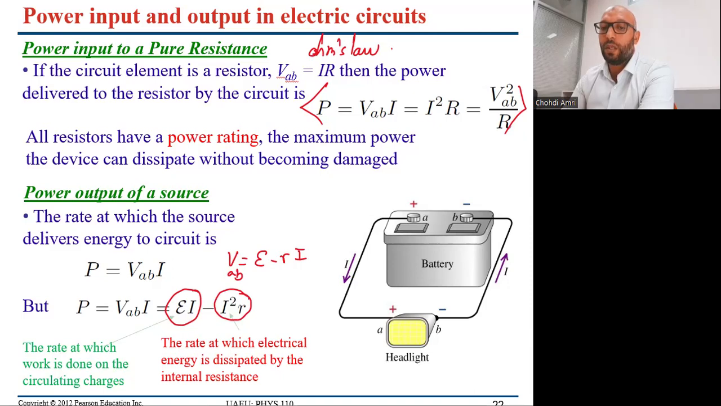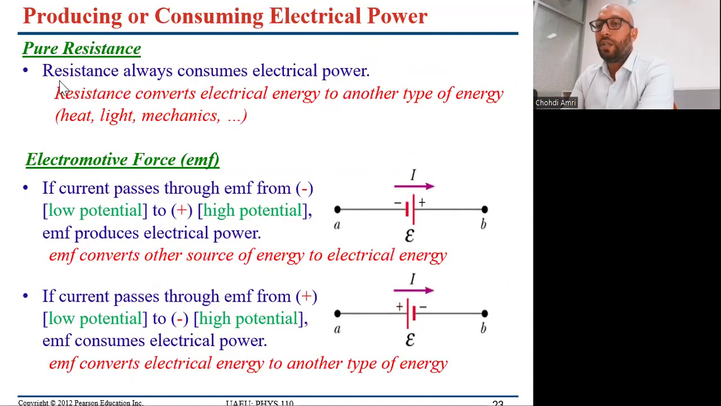So for a pure resistance, the resistance is always consuming the electric power. Resistance converts the electric energy to another type of energy like light, heat, or mechanical energy.